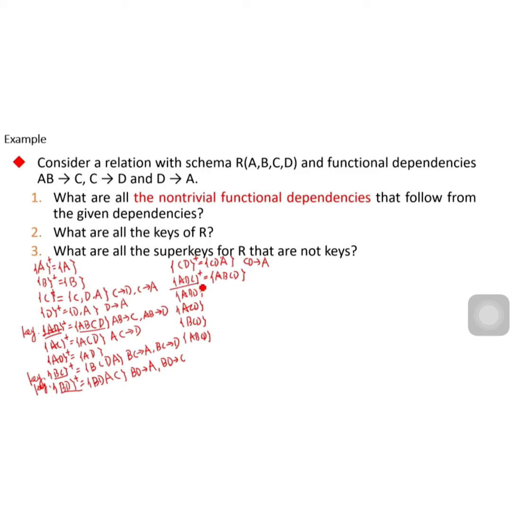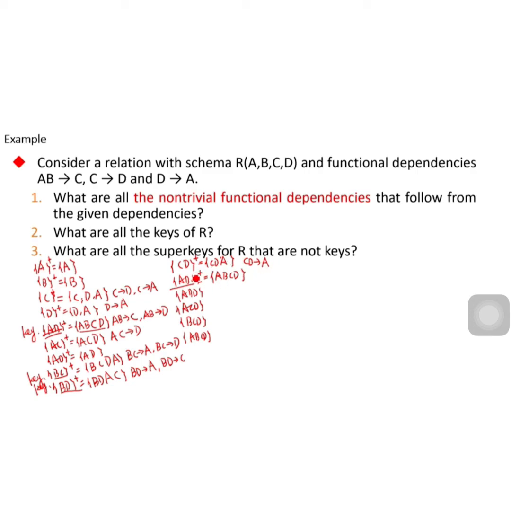It is not a key because AB is a key, BC is a key, and AB and BC are proper subsets of ABC. So ABC is not a minimal super key. It's a super key, but it's not a key.